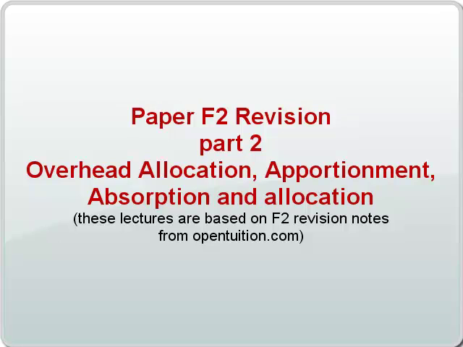Overhead allocation, apportionment, absorption. I've kept this as short as I can, but hopefully enough to remind you what's happening. Remember, if we were doing a cost card, materials and labour per unit we can measure, they shouldn't be a problem. Where the problem always comes is how much we're going to charge each unit for overheads.